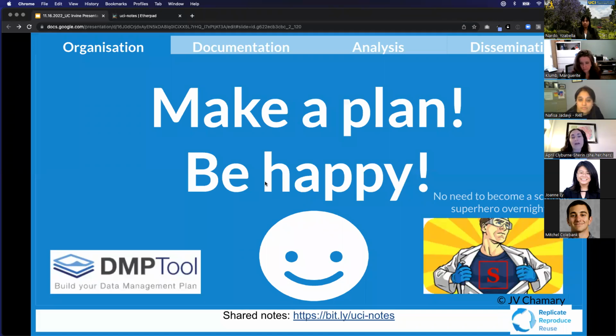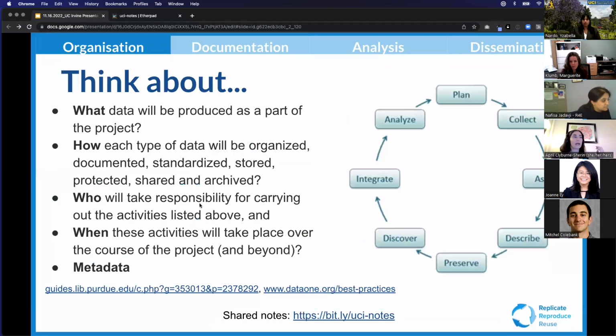And don't try and do everything at once. Start simple. Think about the high level questions that you need to explore before you dive deeply into what specific tools you might use. So let's go to the next slide and see what some of those higher level questions might be when you're approaching data management for a new project.